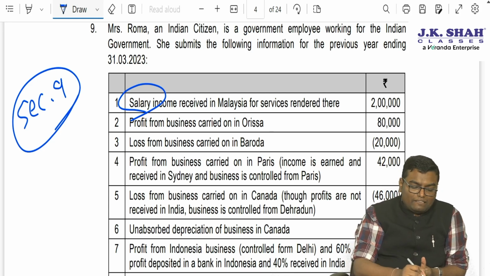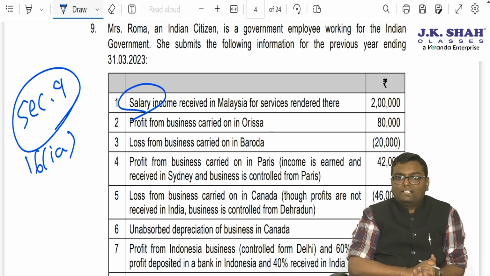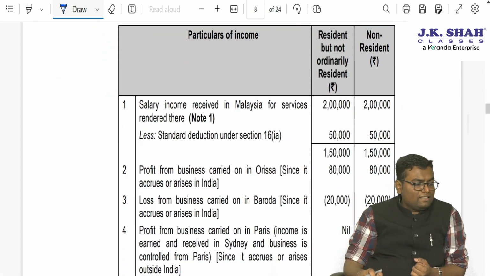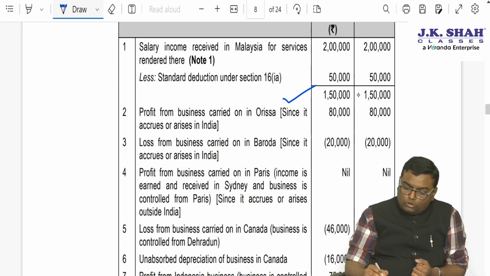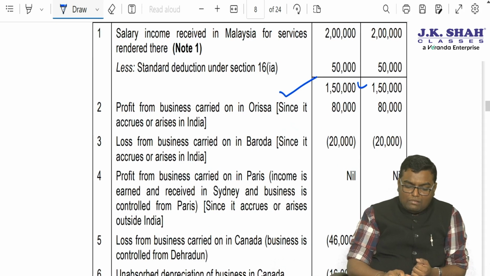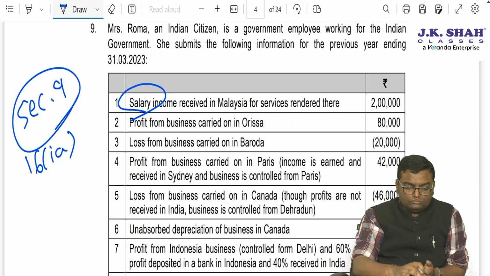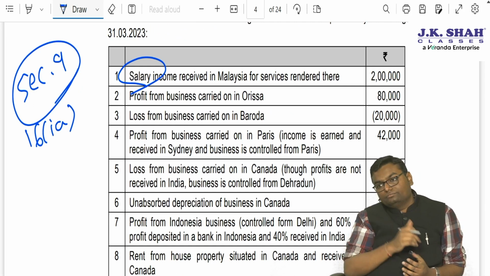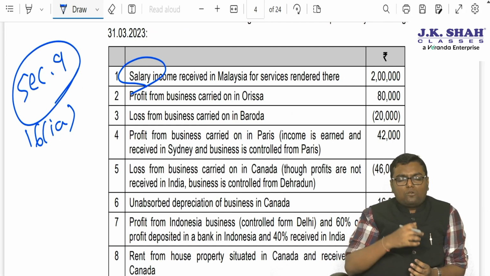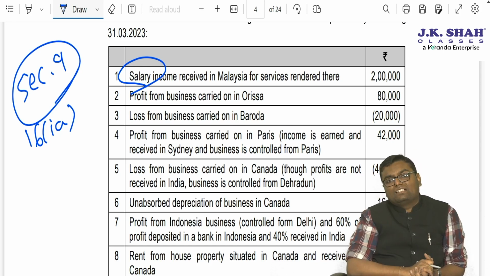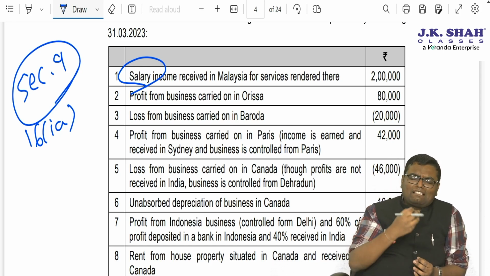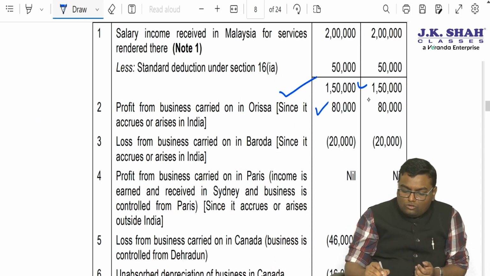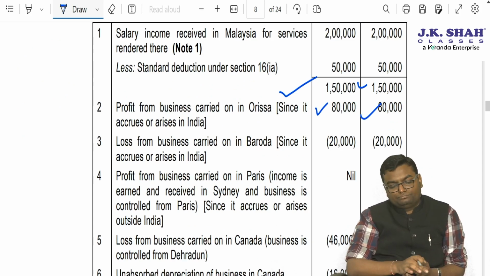Please remember, this is salary income. So from that section 16 clause 1A, 50,000 standard deduction. So from this 2 lakh, I have to give 50,000 standard deduction, and that's why the salary income will be taxable to both, 150, 150, for RBNOR and non-resident. Then profit from business carried on in Orissa, 80,000. Any business carried out in India, then it is accrued in India. And if it is accrued in India, then it is taxable to any kind of status. And that's why even this 80,000 will also be taxable to both the status, RBNOR or NR.